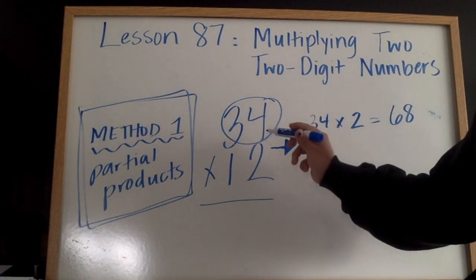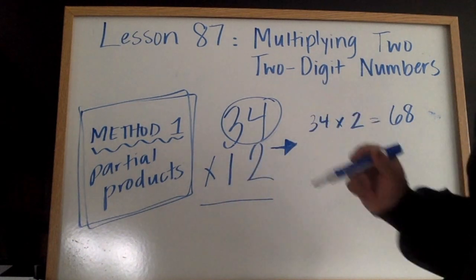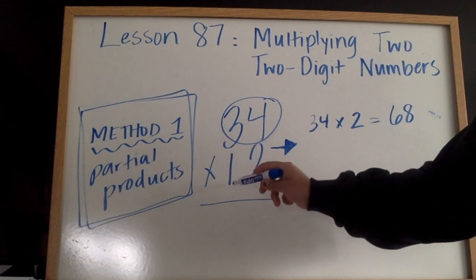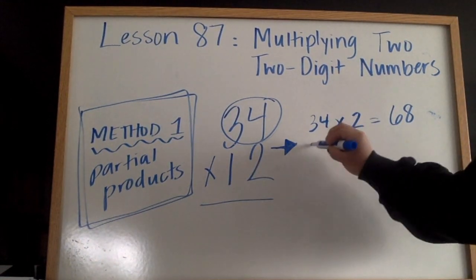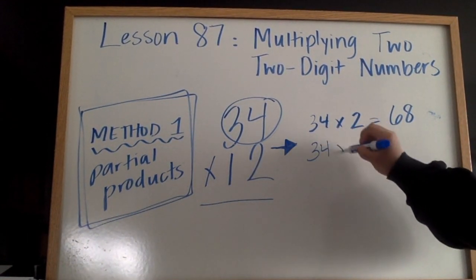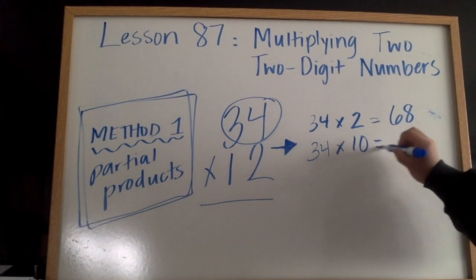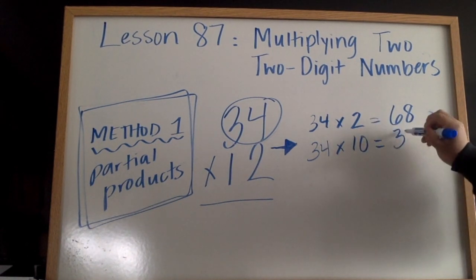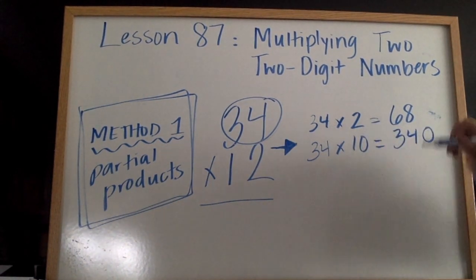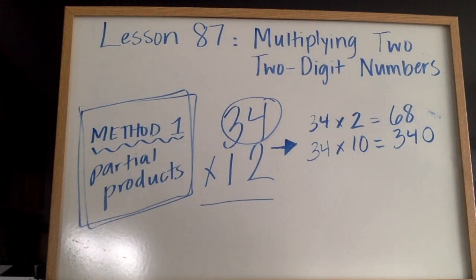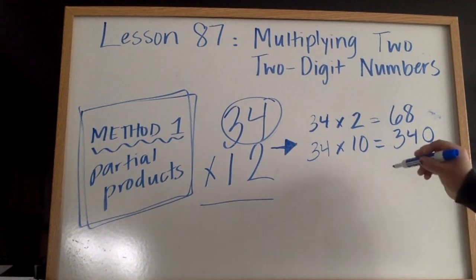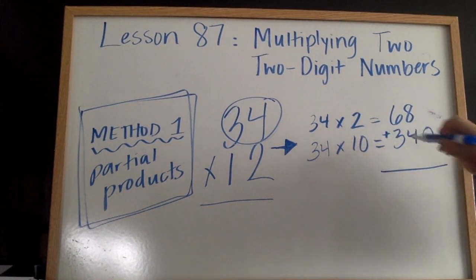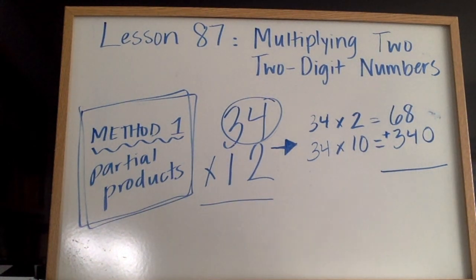Then I'm going to take 34 times the tens place. So since there's a 1 in the tens place, this is just a 10 then. So 34 times 10. Cover up that 0. 34 times 1 is 34, and you have a 0 to add on at the end. So together we get 68 and 340. But we need to add those two together. So once you add them up, I need to move this 68 over so it's in the right place value.